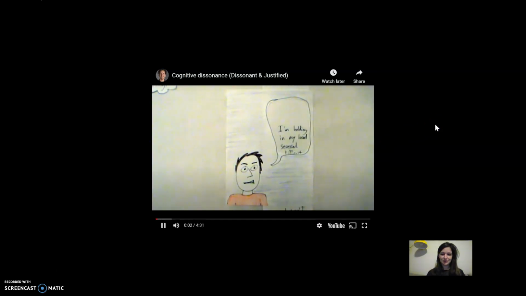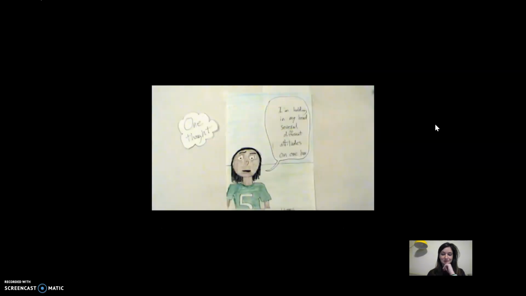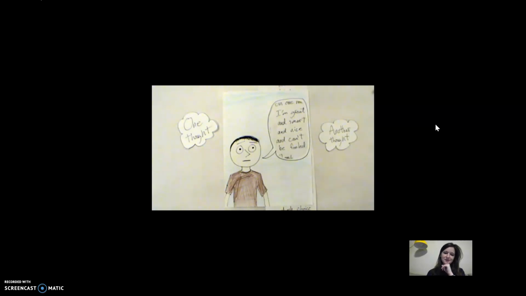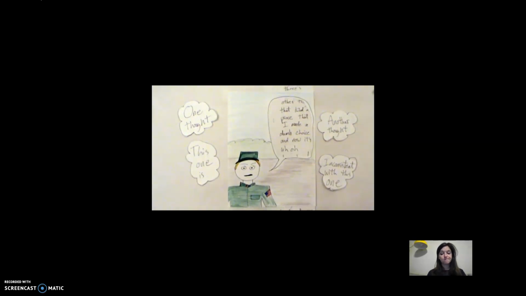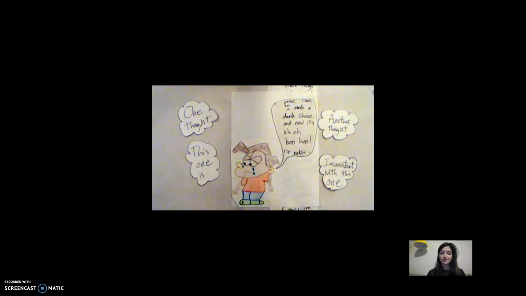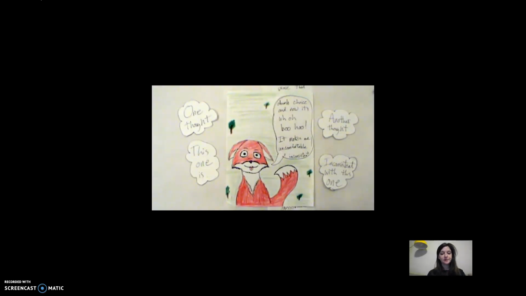I'm holding in my head several different attitudes. On one hand, I'm great and smart and nice and can't be fooled. But there's also some other things that kind of prove that I made a dumb choice and now it's uh-oh boo-hoo. It makes me uncomfortable and inconsistent, and it's a thing called cognitive dissonance.